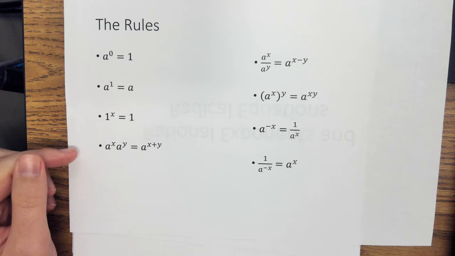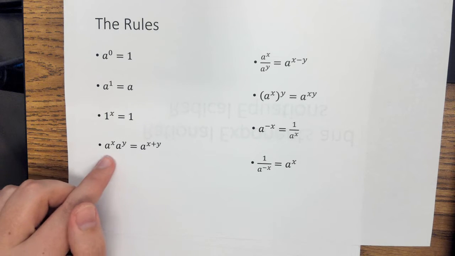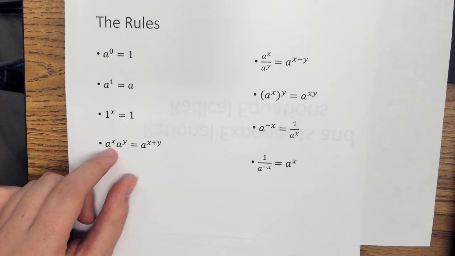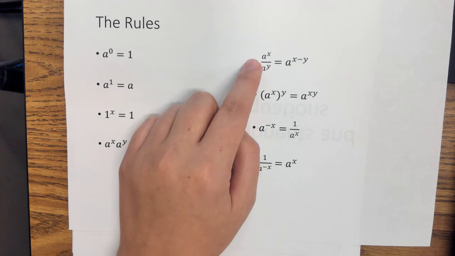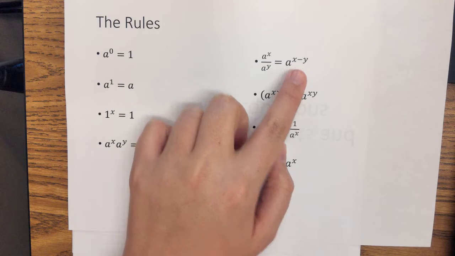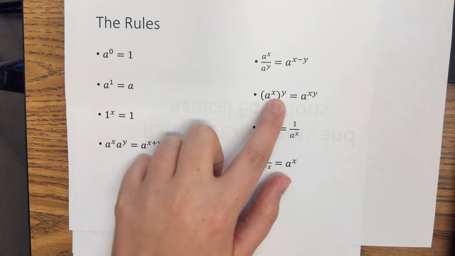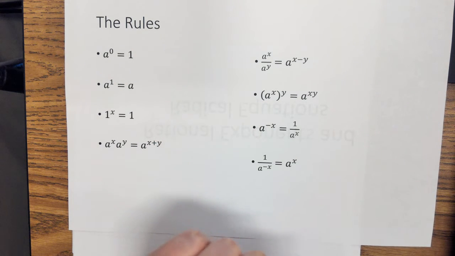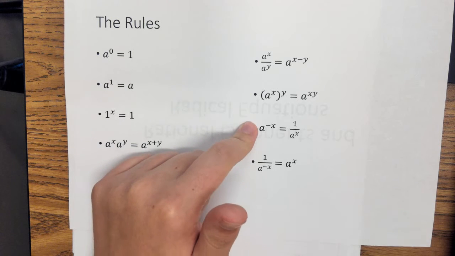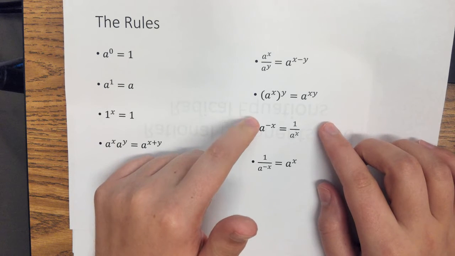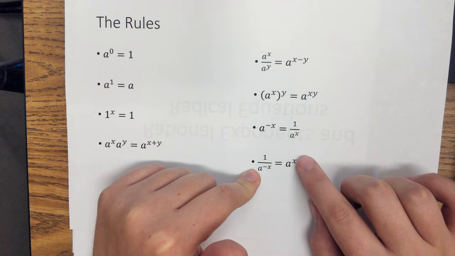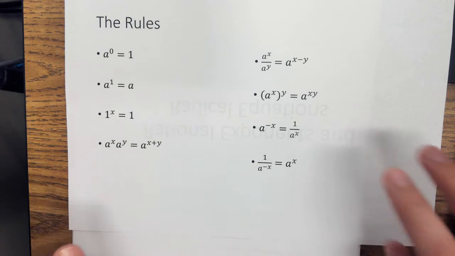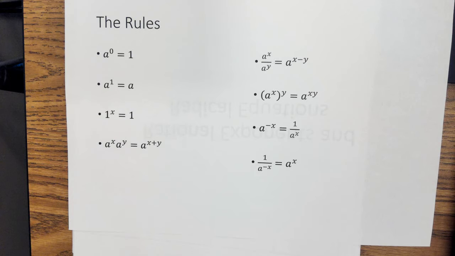And down here you get into the rules you've seen a little bit more. When you multiply like bases with different exponents, you add their exponents. When you divide like bases, you subtract their exponents. When you have a power to a power, you multiply those exponents. And when you have a negative power, all it does is flip your fraction. So if it was on the top, that goes to the bottom and becomes positive. If it was on the bottom, it goes to the top and becomes positive. So again, you can pause to write those down if you want, but I'm going to do a couple examples using them.